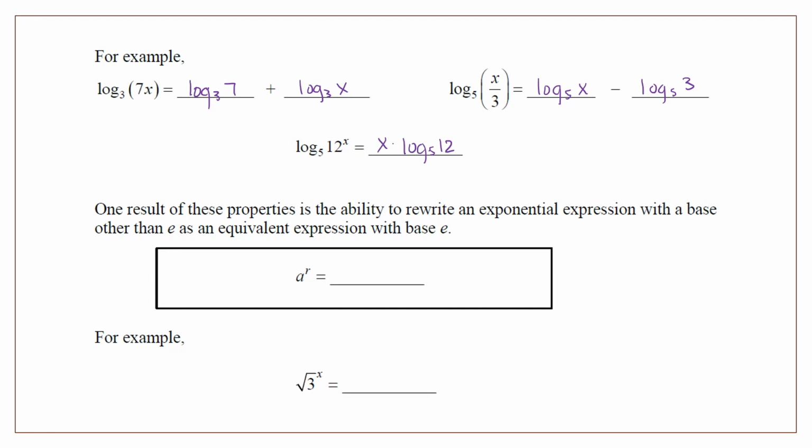One result of these properties is the ability to rewrite an exponential expression with a base other than e as an equivalent expression with base e. So a to the power r is equal to e to the power r times the natural log of a. For example, the square root of 3 to the power x equals e to the power x times the natural log of the square root of 3.